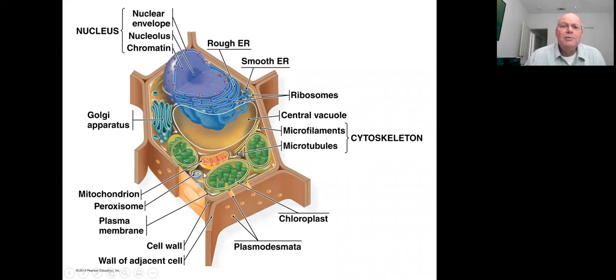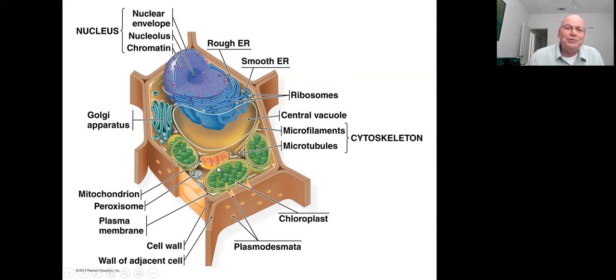smaller in number. There are lysosomes, again smaller in number than found in animal cells, but they are present. We do know that they exist. There's a Golgi apparatus. You find mitochondria, because plant cells need to make energy just like animal cells.